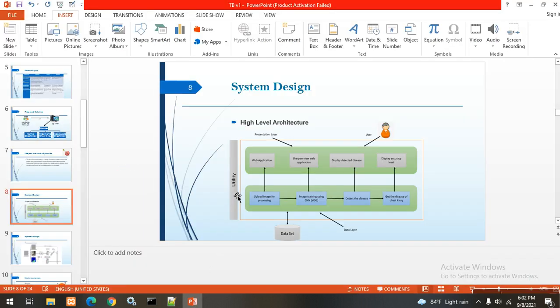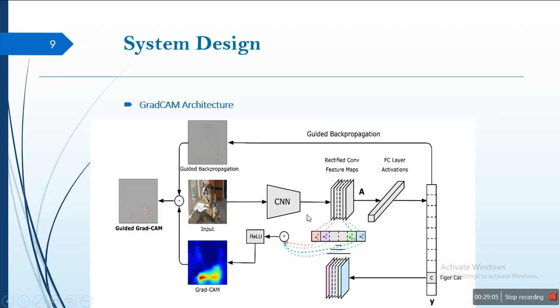We can move to the PowerPoint presentation. System design. GradCAM architecture. GradCAM could be a prevalent technique for visualizing CNN, that means convolutional neural network. GradCAM is class specific, since it can create and isolate visualization for each class shown within the picture. GradCAM can be used for weakly supervised localization.